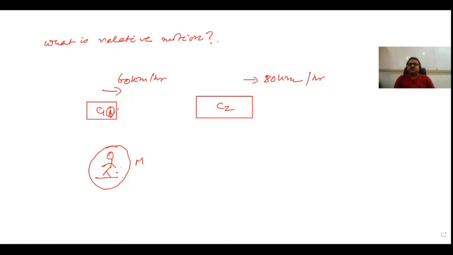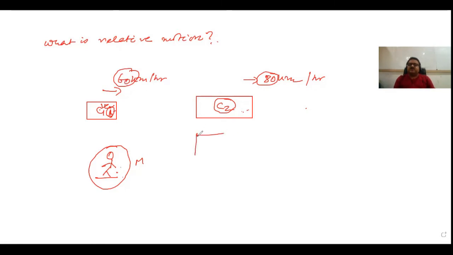So if I ask you, what is the speed of car C2 with respect to this car? You will find it is only the difference, that is 80 minus 60. Because with respect to you, it is not running at 80 km per hour. This car travels a certain distance in a time interval, and you also cover a certain distance in that interval. So you will find the speed is not too large with respect to this person.